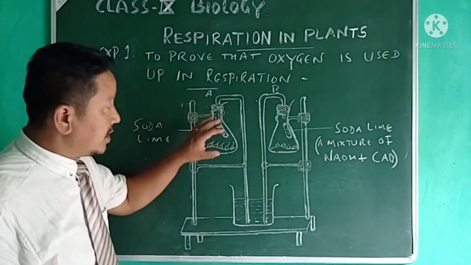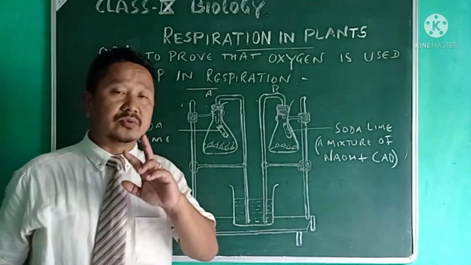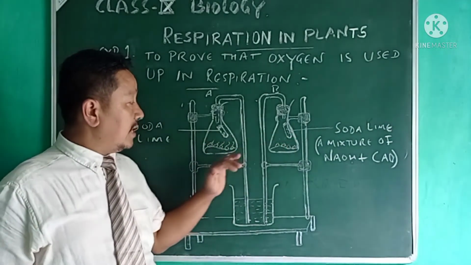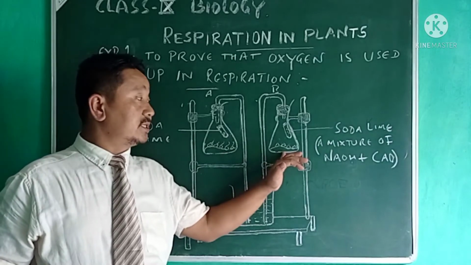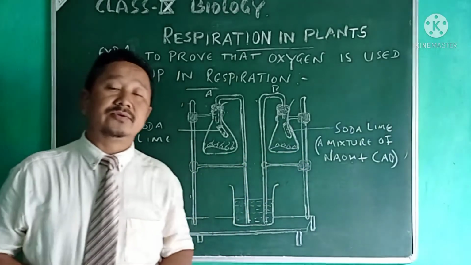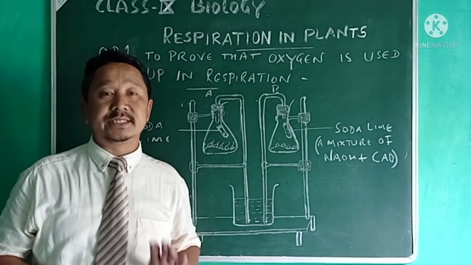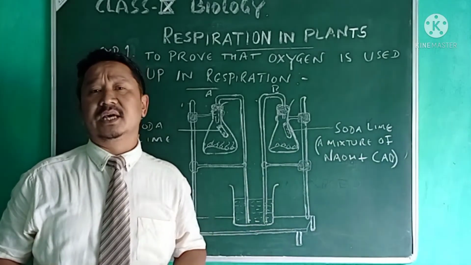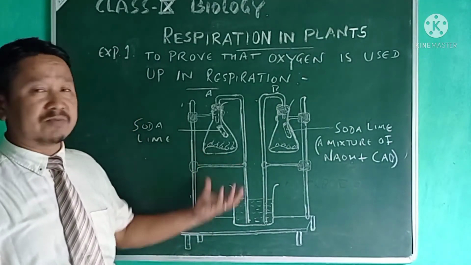Okay, so before arranging all those things, first you need to have flask A and flask B here. Flask A is here, and on the side you see flask B. Then you need to collect some bean seeds or pea seeds, some 60 such bean seeds or pea seeds.